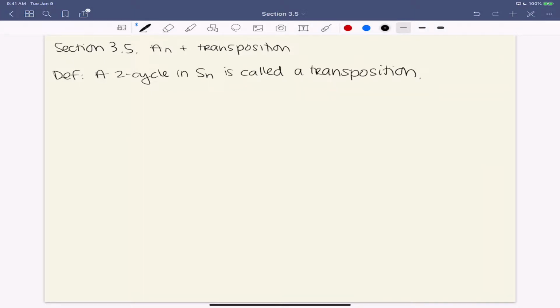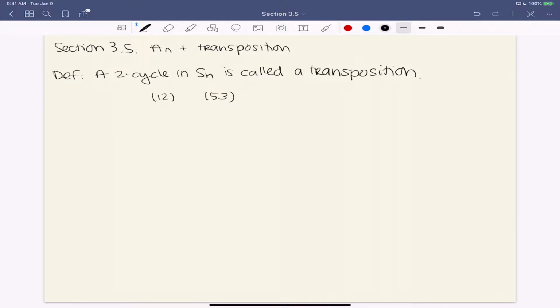I tend to call them two cycles anyway, but some people will call them transpositions, so you might find it helpful to know that. And what I mean by a two cycle is the permutation that just swaps two elements. So (1 2) doesn't touch anyone else, or (5 3) swaps 5 and 3 but doesn't touch any other element.